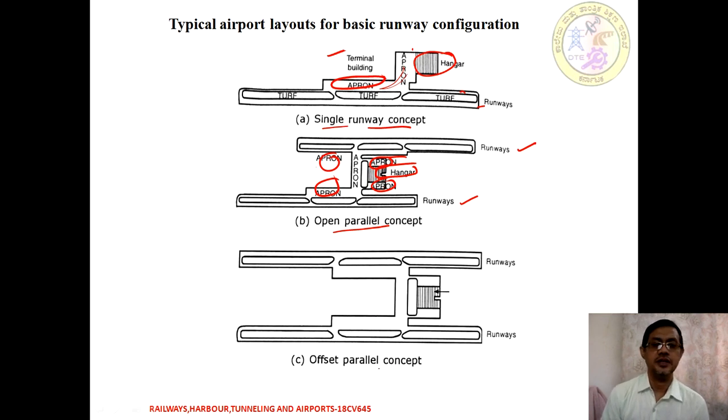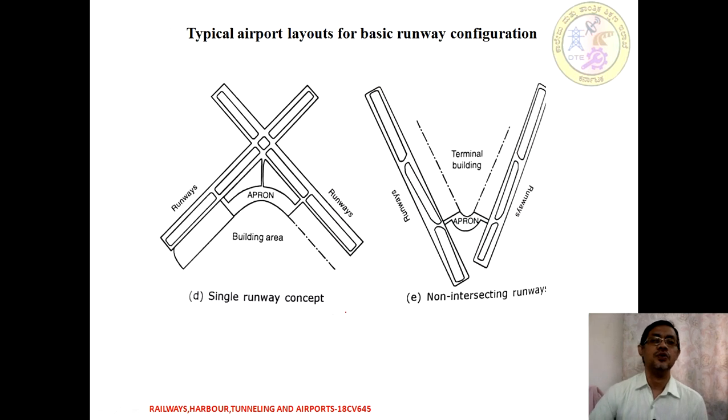Suppose we have an offset parallel concept, this is going to be the hangar once again, with two runways, and the aprons are provided on the adjacent side, depending upon the type of aircraft we are operating. So if site availability is less, but we are required to operate more aircraft, or we need to handle more landing and takeoff operations.